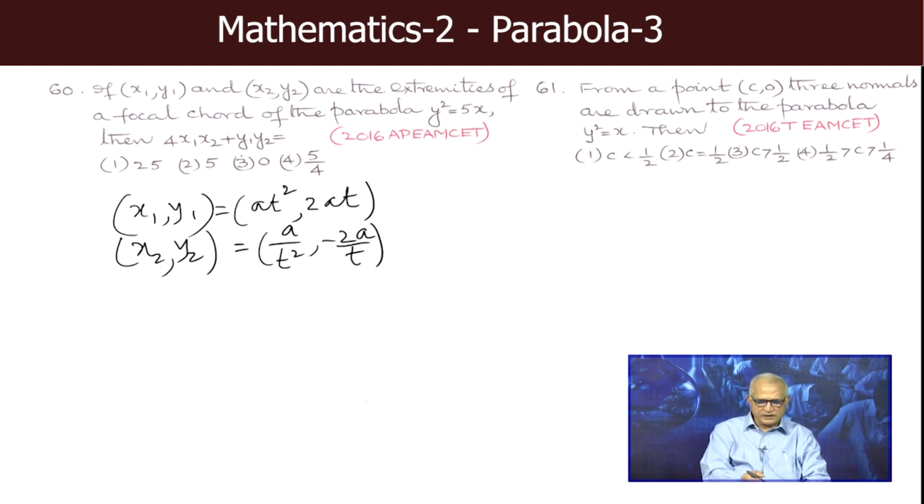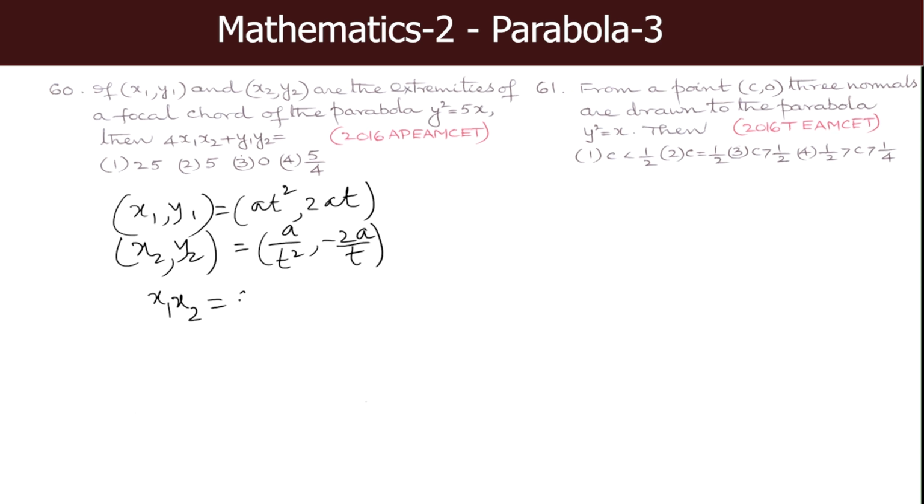Therefore, what is x1x2? a square. And what is y1y2? Minus 4a square. So, what is 4x1x2? That is 4a square, plus y1y2, minus 4a square, that is equal to 0. A simple question in the EAPCET paper of 2016.